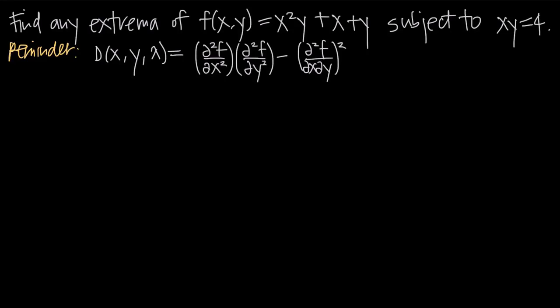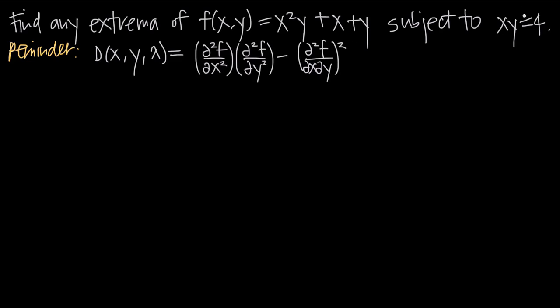In this video, we're going to be talking about Lagrange multipliers, and in this particular problem, we've been asked to find any extrema of the function f(x,y) = x²y + x + y, subject to xy equal to 4. When we see this kind of language, find extrema of this function subject to another function, we treat this first function as our original function, the function that we want to find extrema of.